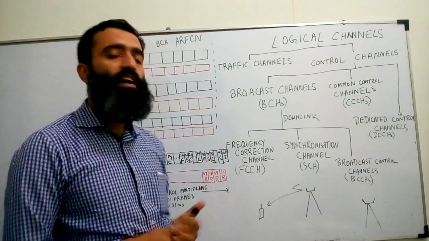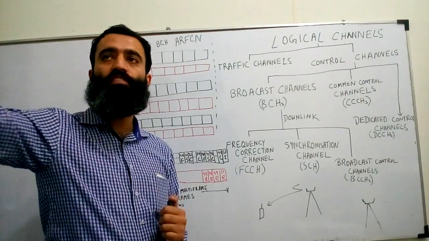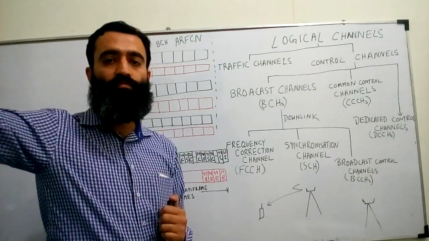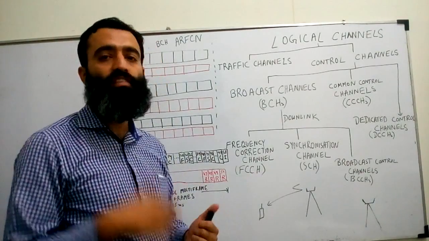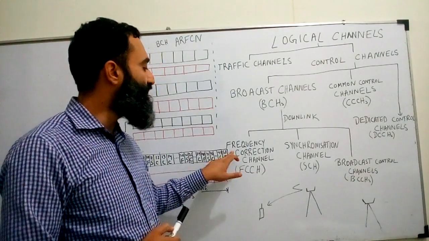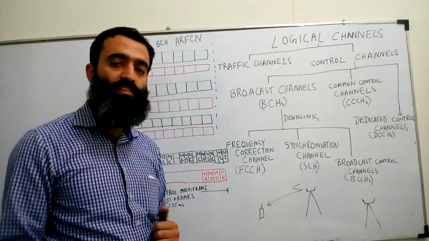So after a mobile station has determined which base station has the best coverage for it, or from which base station the highest power is received, in the next step the mobile station will lock onto the frequency correction channel. And why would it lock onto the frequency correction channel?